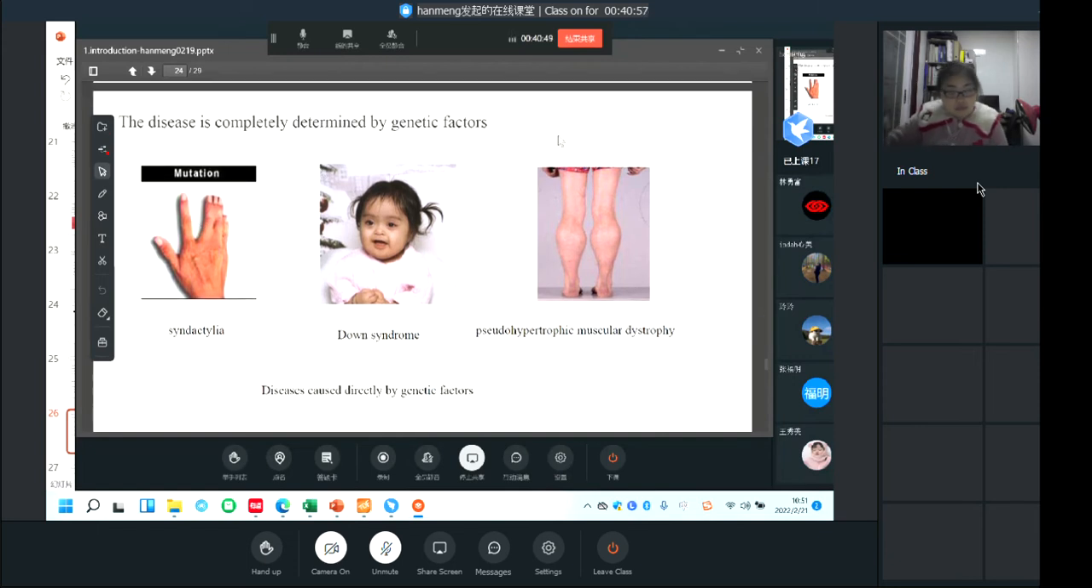There are some diseases caused directly by the genetic factors. For example, the syndactylia and the Down syndrome and pseudohypertrophic muscular dystrophy. These diseases are completely determined by genetic factors.